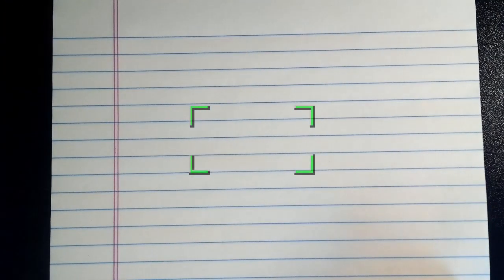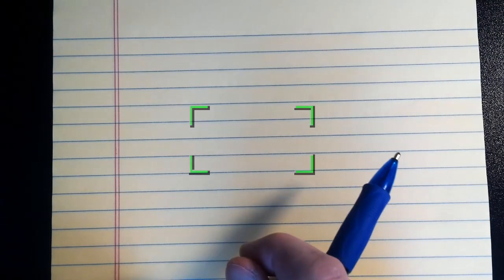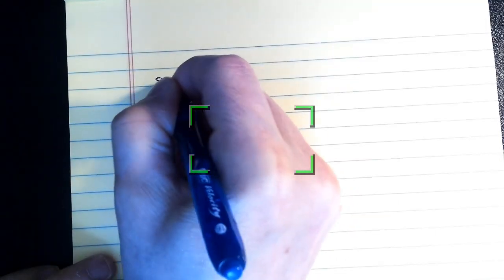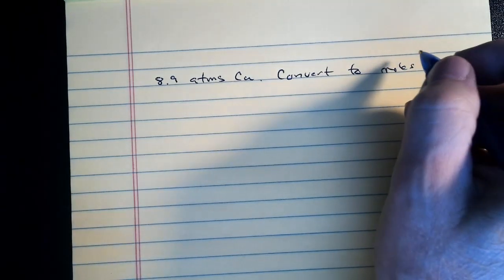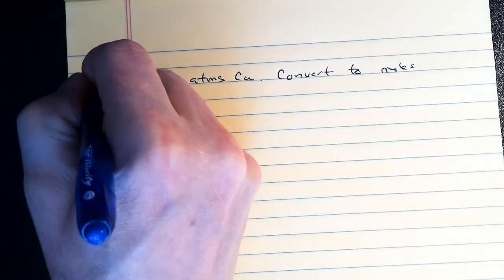Let's go ahead and convert numbers of atoms to moles. Let's just say we have, and we'll make it easy here, 8.9 atoms of copper, and we'll keep it in atoms again. Convert to moles. So this is example 15.